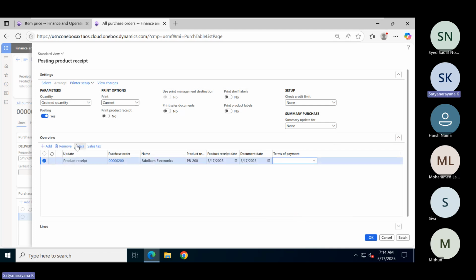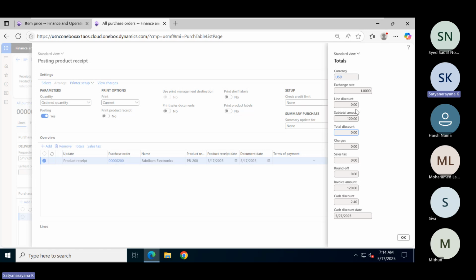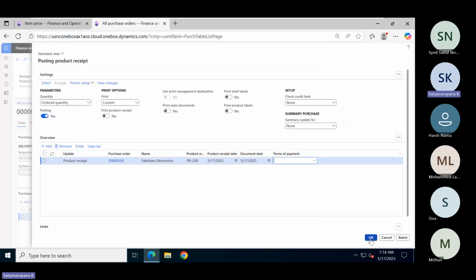So if you want, you can see totals. Actually, it is 10 quantity multiplied with $12. It is $120.